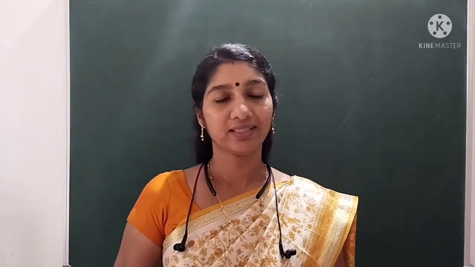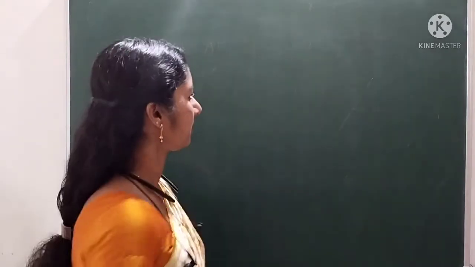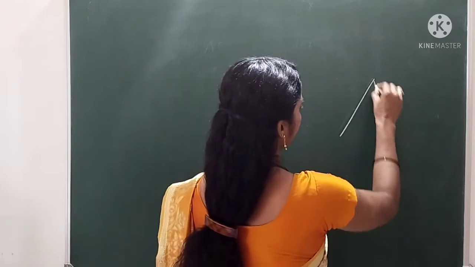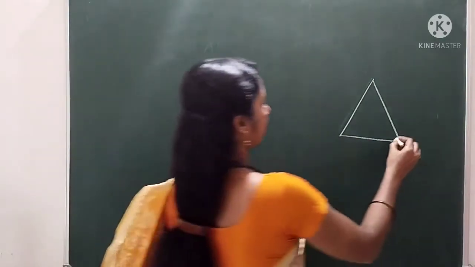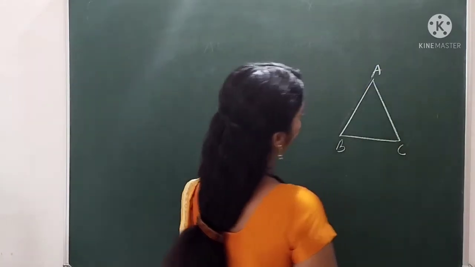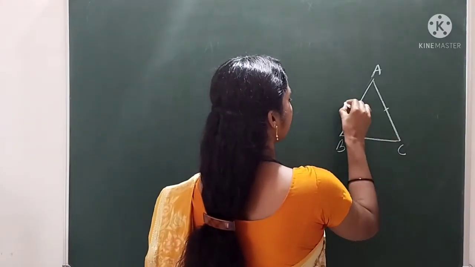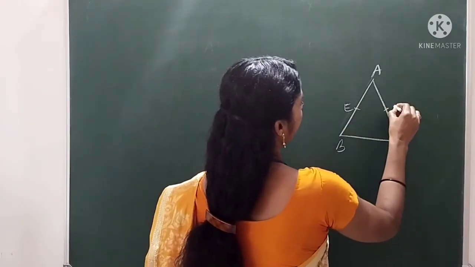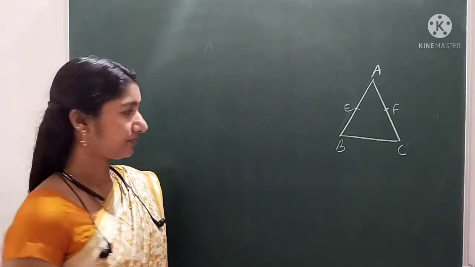Now we are going to study in the chapter quadrilateral midpoint theorem. See, it's given a triangle. In this triangle, we can give a name, ABC. In this triangle, its two sides' midpoints are given. AB's midpoint is given E and AC's midpoint is given F.